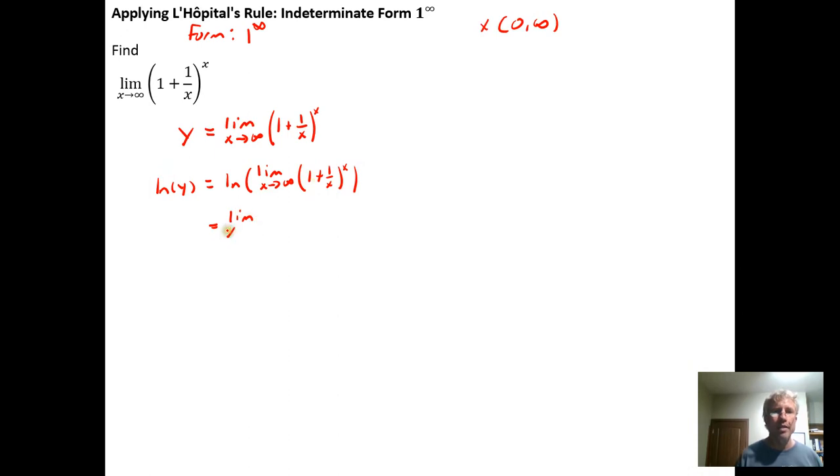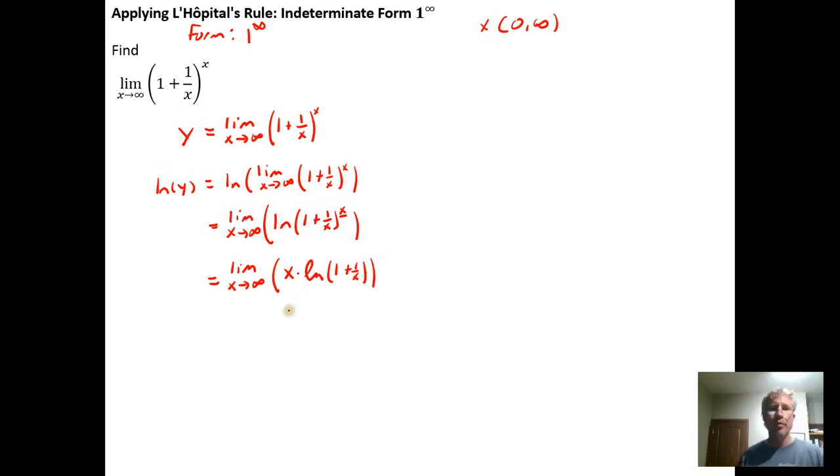So I can say the limit as x goes to infinity of the natural log of the stuff that's on the interior, the (1 plus 1 over x) to the x. And then I can use log properties to take the x and pull it down out of the exponent position in front of the logarithm. So this is going to equal the limit as x goes to infinity of x times the natural log of 1 plus 1 over x.